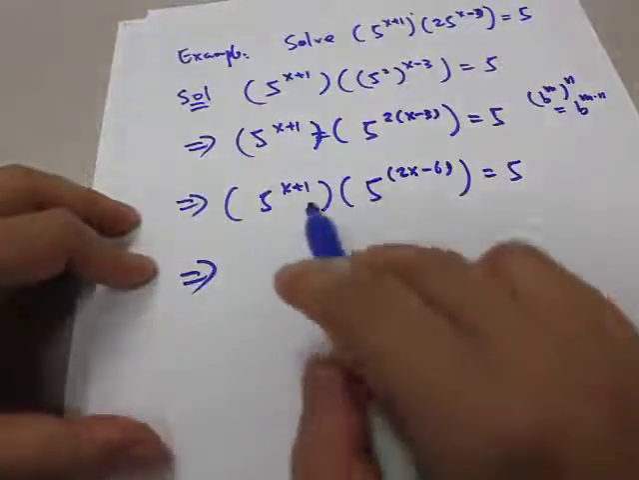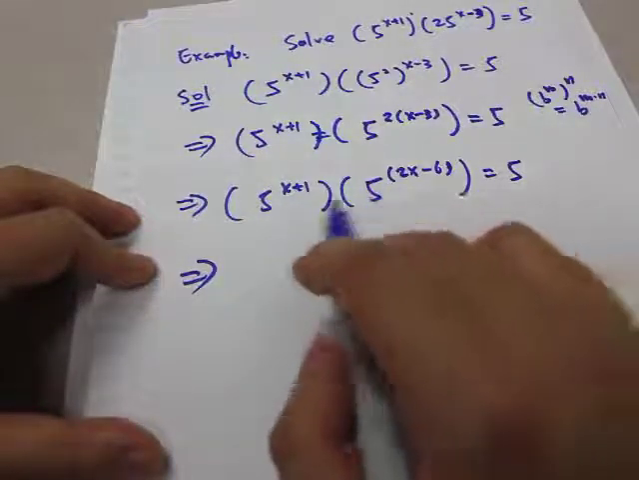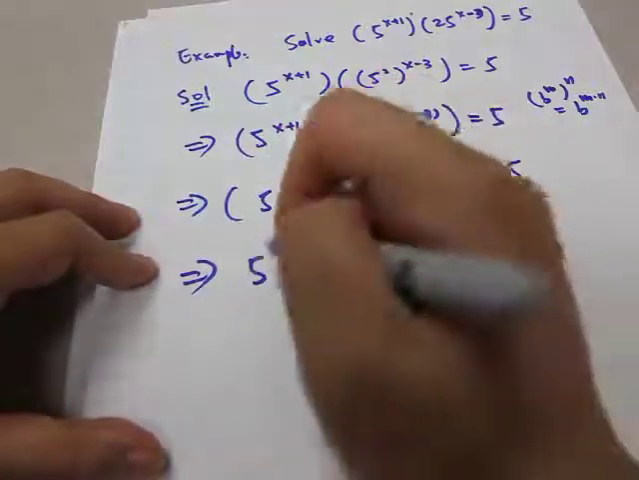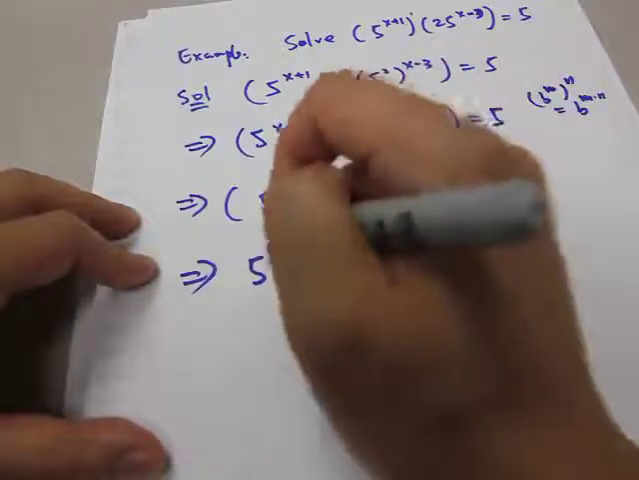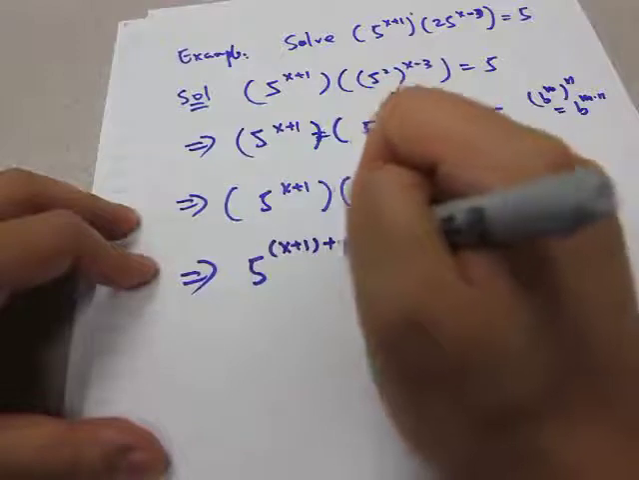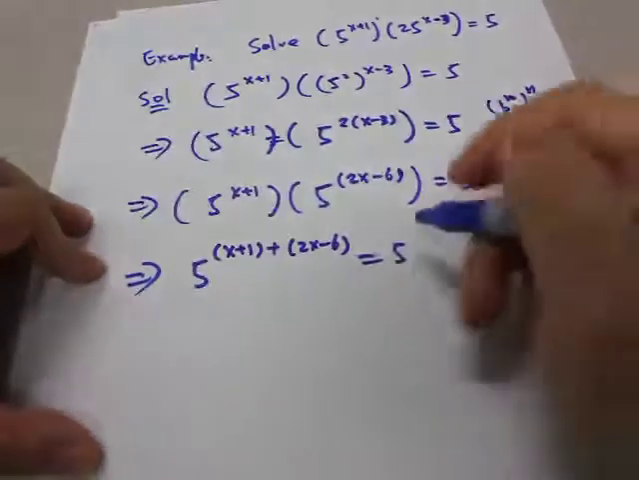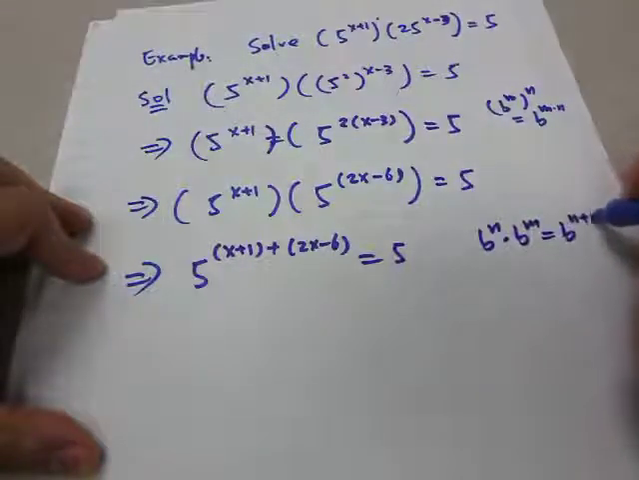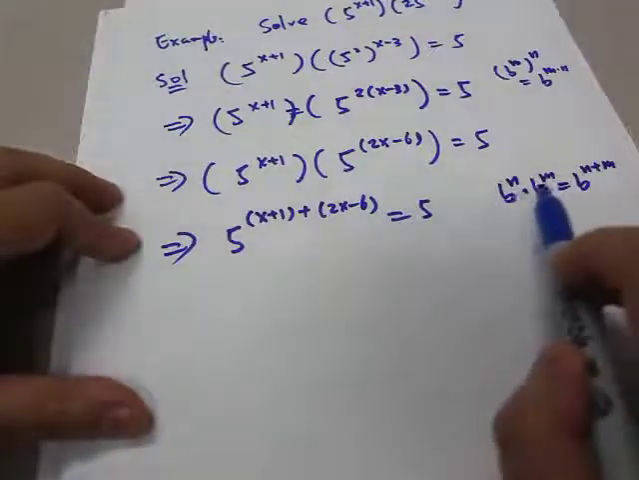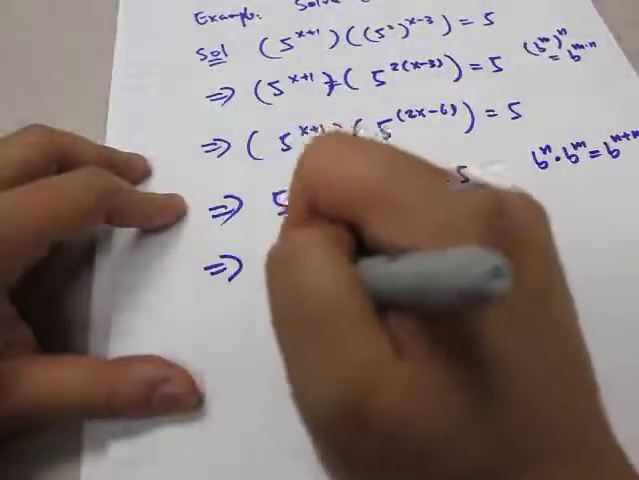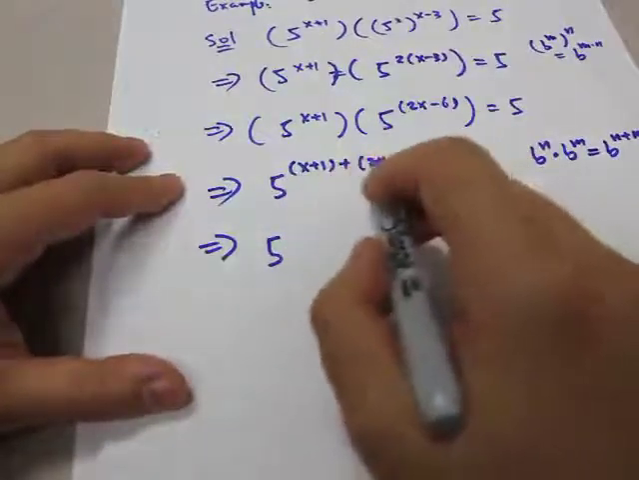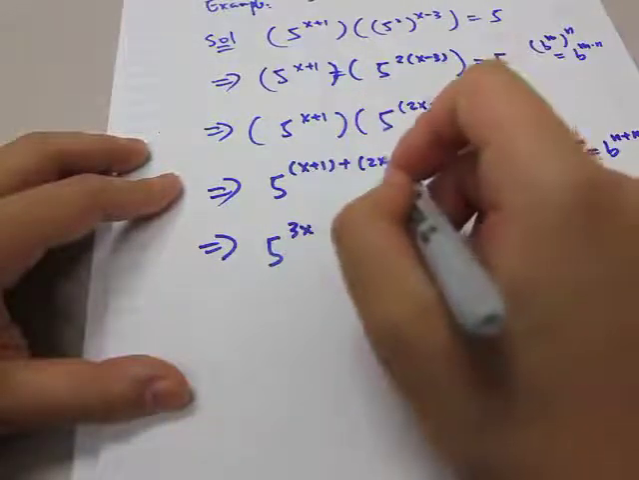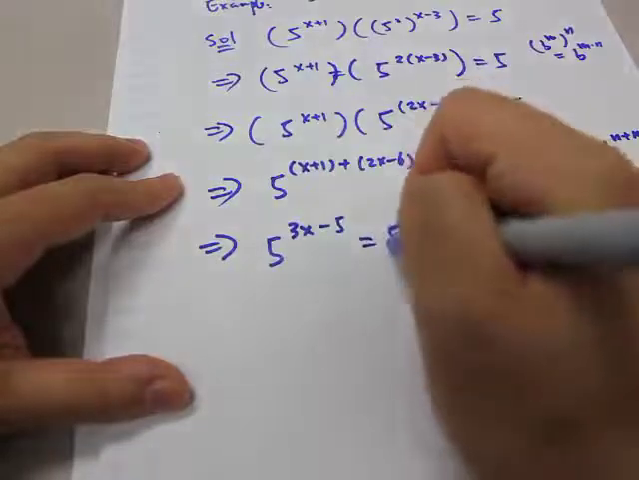Now, because the left-hand side is the product of two exponents, and these two exponents have the same base, the result will be 5 to the power of the sum of these two powers. And the property I'm using here is this one. And if we simplify this power, it will be 3x, because x plus 2x, and 1 minus 6 is minus 5, so the result equals 5.